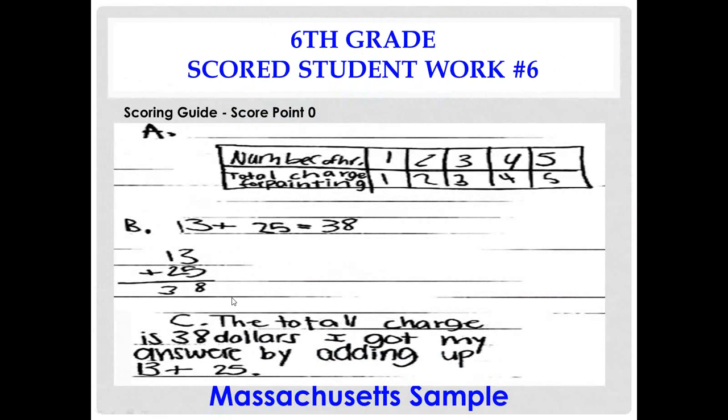And they provide an explanation on C that says the total charge is $38. I got my answer by adding up 13 and 25. So they gave an explanation, but it has no relevance to what was asked.